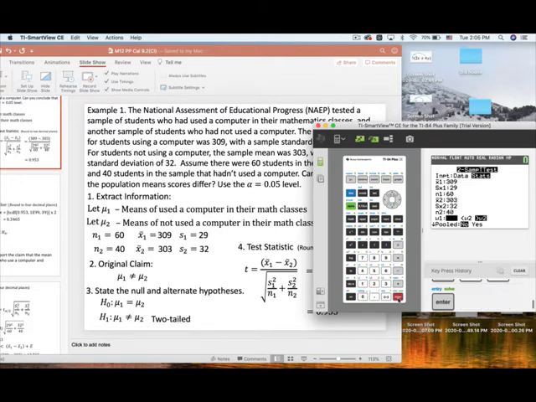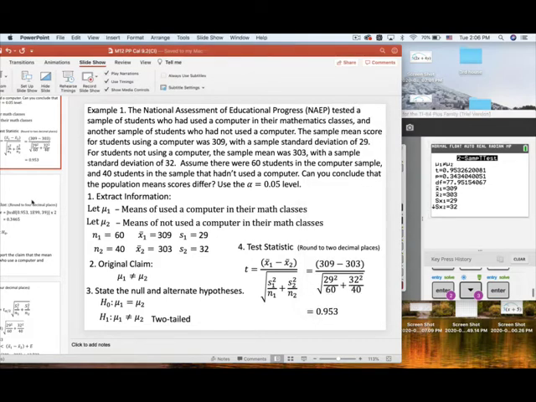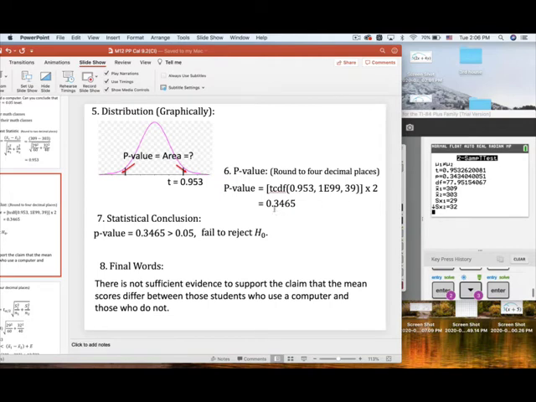And we have not equal to for your alternate hypothesis. For the pooled option here, you just keep No and go to Calculate. So you're going to see your test statistic, 0.953 here. And then the p here is talking about the p-value. So we got the p-value equal to 0.3465.